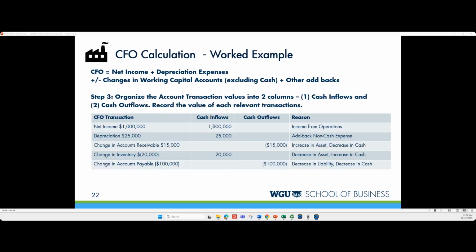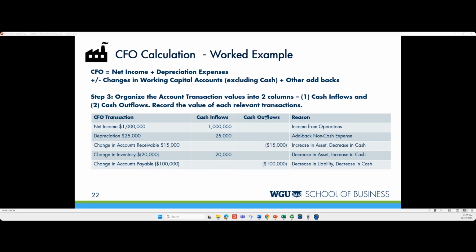So now what we're going to do is organize the transactions into two columns, cash inflows and cash outflows, and then record the value of each of the relevant transactions in the correct category. And you'll see we have our net income, that's a cash inflow. Our depreciation, that's a cash inflow. We add it back. And then our change in inventory. Now notice, the change in inventory is a negative number, but its impact on cash, it's a cash inflow. Why? Well, this means we sold $20,000 in inventory. We've generated cash from that transaction.